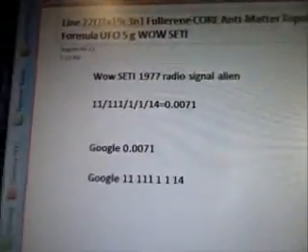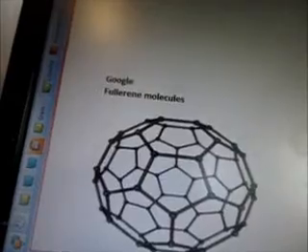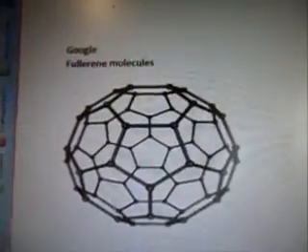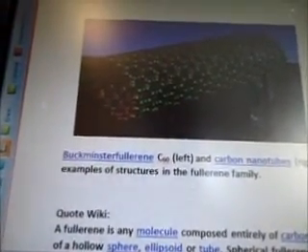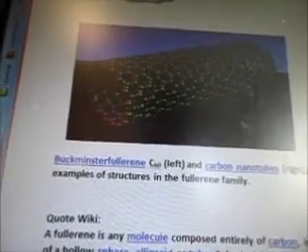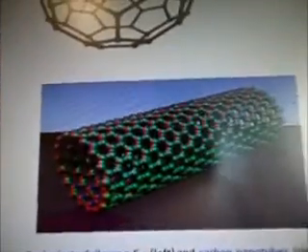So there's the alien radio signal, and I googled the fullerene molecules, and look what comes up. There's our spaceship design for our core. Buckminsterfullerene C60 left and carbon nanotubes right are two examples of structures in the fullerene family. So I guess this is the Buckminsterfullerene thing there.